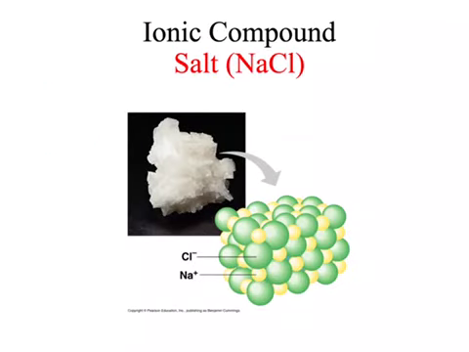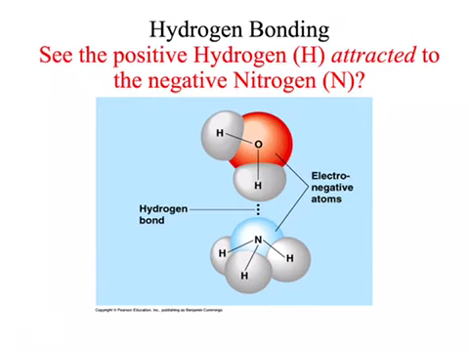Now, outside of water, ionic bonds are pretty strong. So we have our salt compound, which is our chloride anions bonded to our sodium cations. And we have hydrogen bonds. Now, you're going to talk a lot about hydrogen bonds in biology.